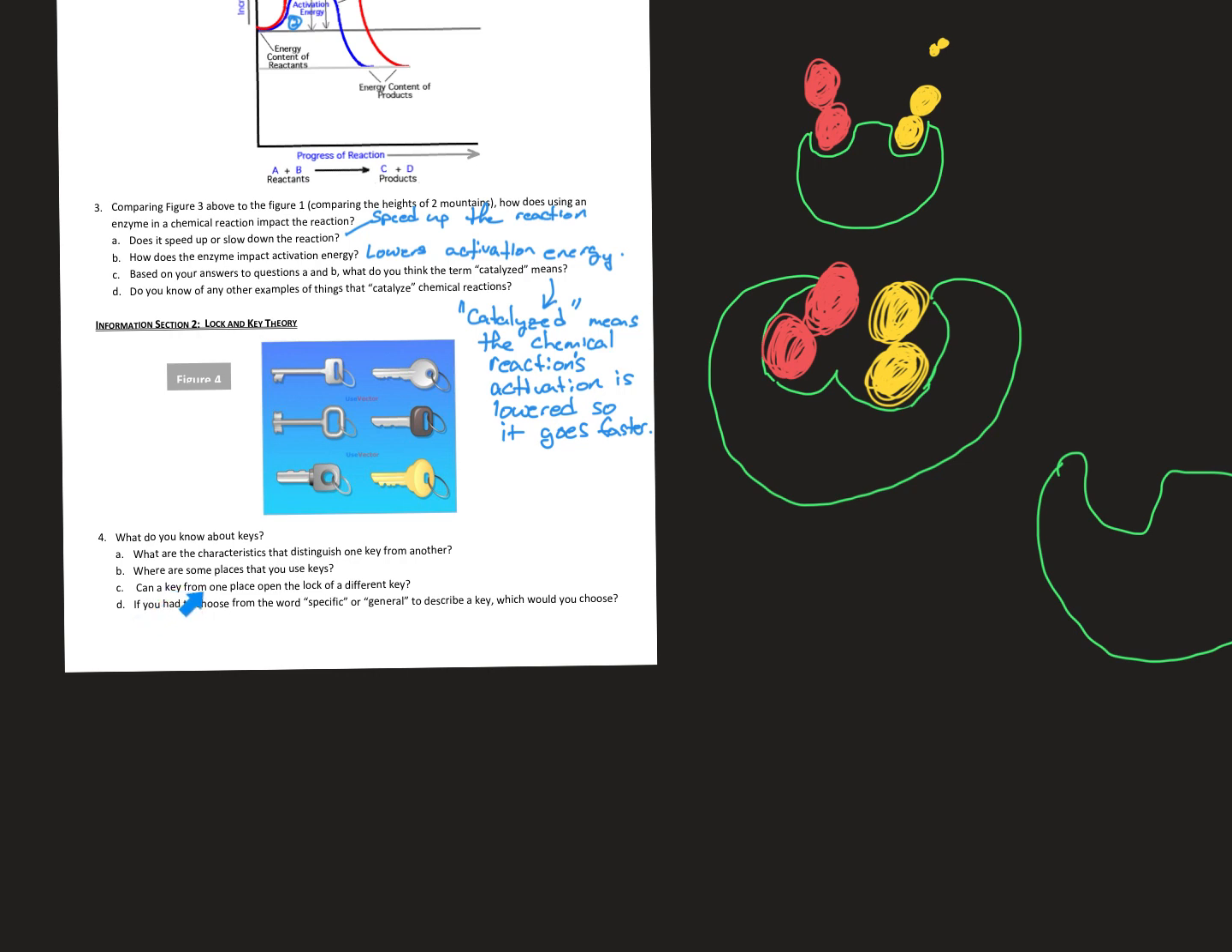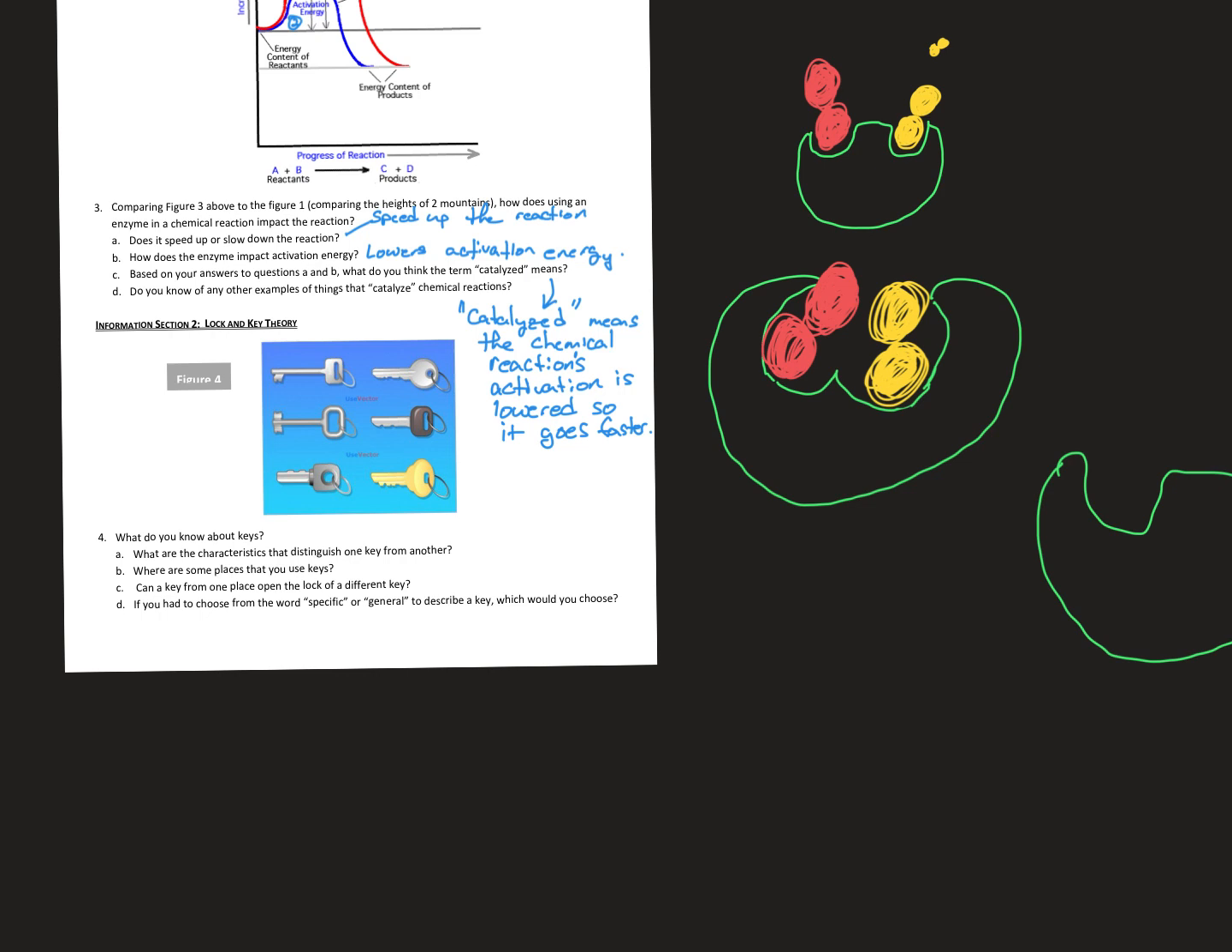Can a key from one place open a lock from a different key? They can. Most of the time, no, right? But they can. You can have even something called a skeleton key, which opens up a bunch of different locks. For instance, my key for our classroom opens up my classroom, but there's a universal key that Ms. Perez has that can open up all the classrooms.